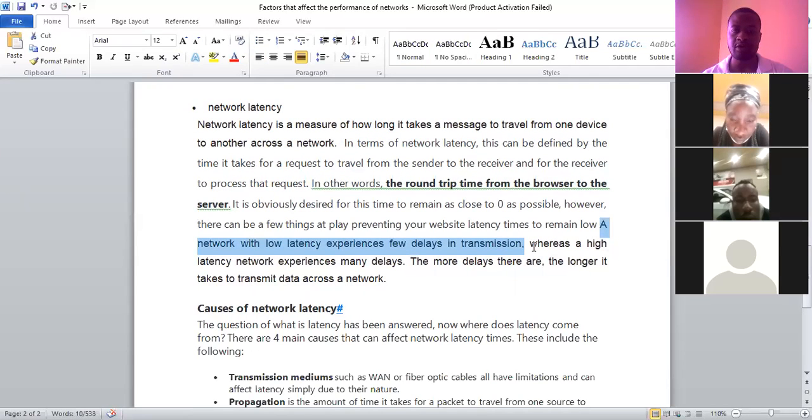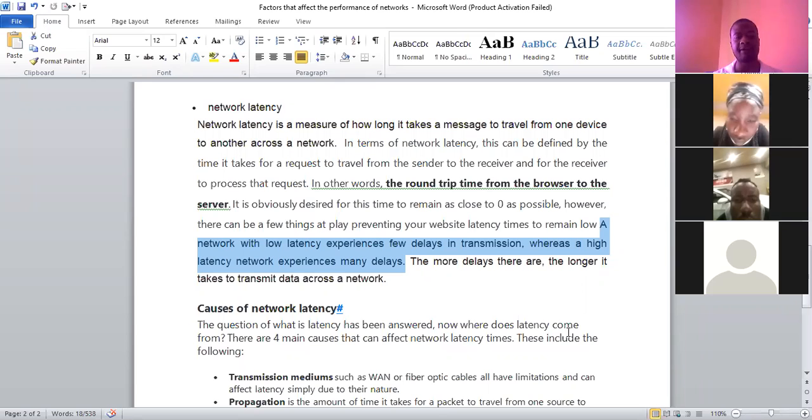Right? So whereas with the high network latency, it experiences what? Many delays. I hope you guys understand the difference, or what these two statements are saying, okay? So we are saying a network with low latency, okay? Low latency, what do you mean by low latency?